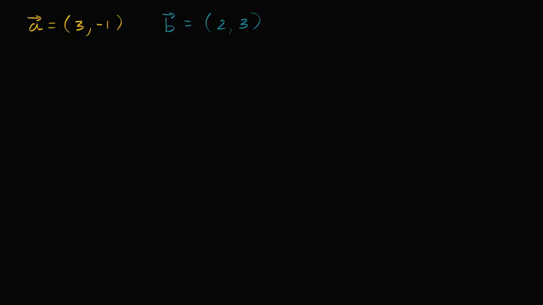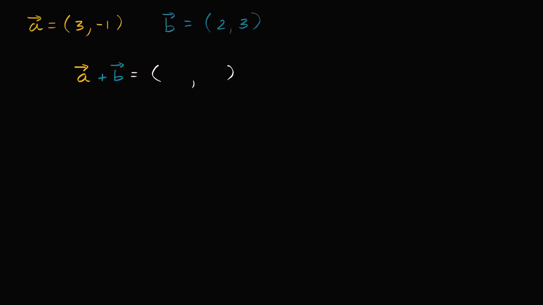Now let's first think about what would A plus B equal. So what resulting vector would this be? A plus B is equal to what? And I encourage you to pause the video and think about what this would be. Well, the convention is if we're taking the sum of two vectors, we can just add up their x components to get our new x component, and add up their y components to get the new y component.